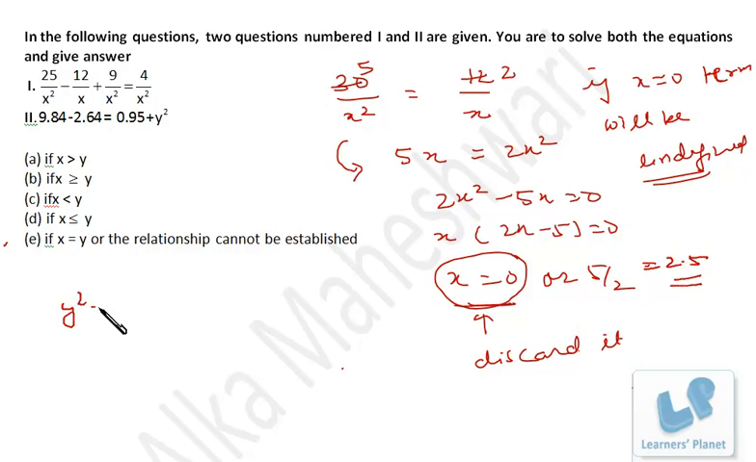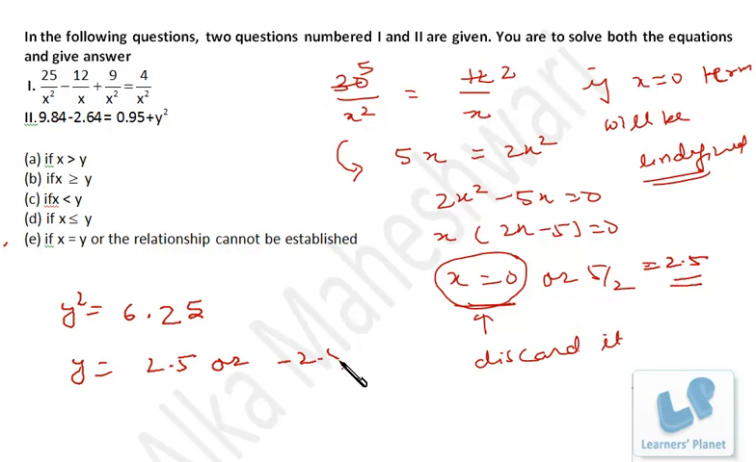So y square is equal to 9.84 minus 2.64 minus 0.95. So it's 4 minus 4, 0 minus 5, so it's 5, negative 1. So 8 minus 1, 7 minus 6 is 1, and 1 minus 9 is minus 8. So it's 2. Then 8 minus 2 is 6. So y square is equal to 6.25, right? Now y will be what?